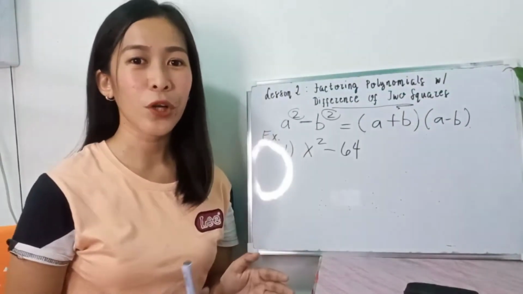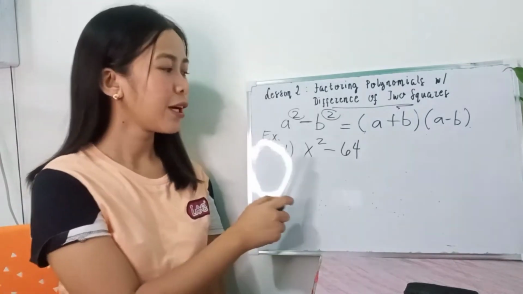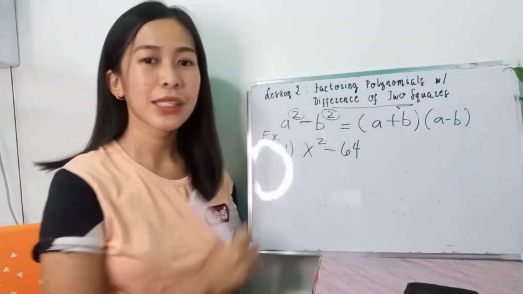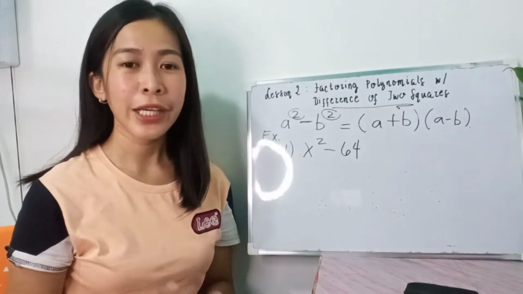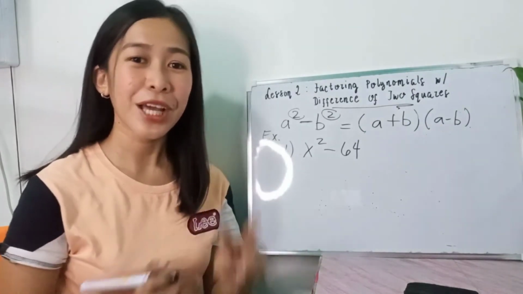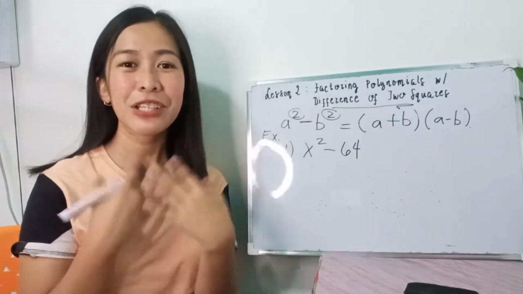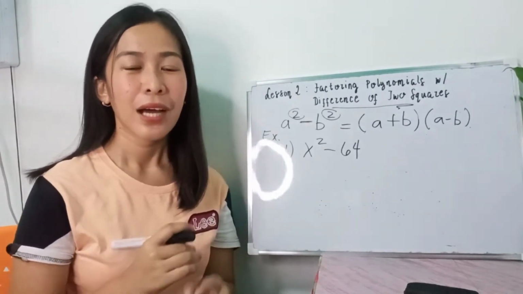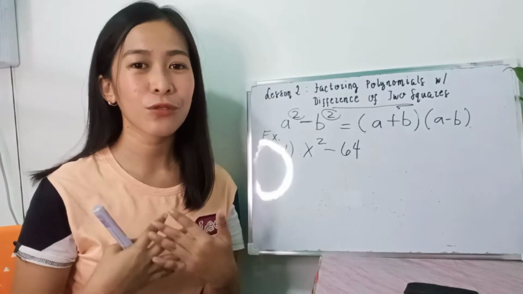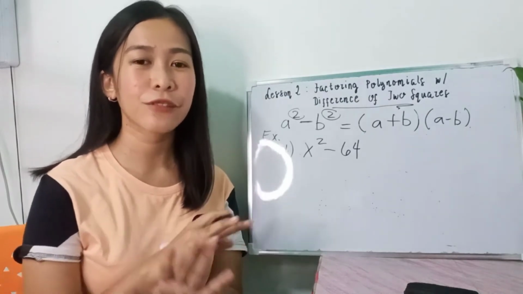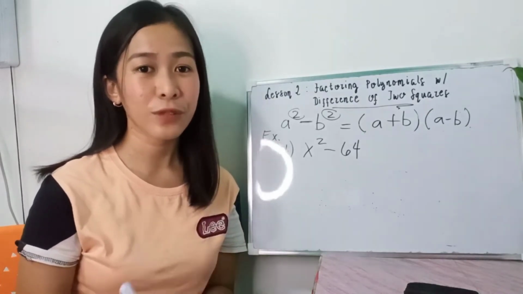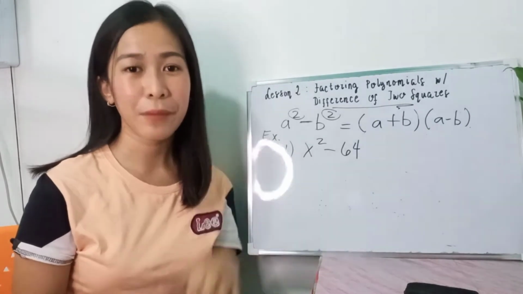Okay? For example, number 1, we have here x squared minus 64. Okay? So, meron tayong dalawang steps. Dalawa lang to. So, for sure, madali mo lang tong maiintindihan. And I want you to listen carefully para naman mag-sink in talaga yung tinuturo ko sa iyo. Especially kung ikaw ay isang grade 8 student or grade 7 student incoming grade 8.